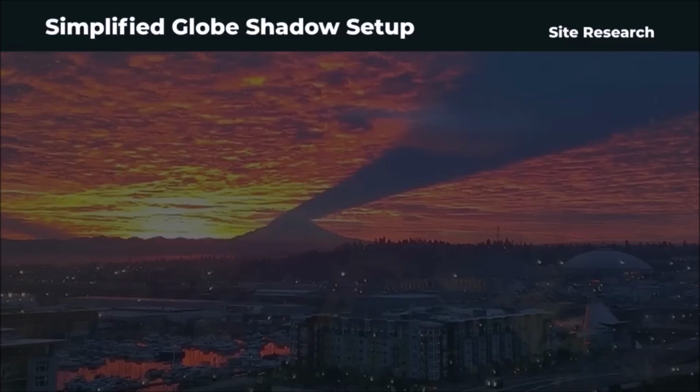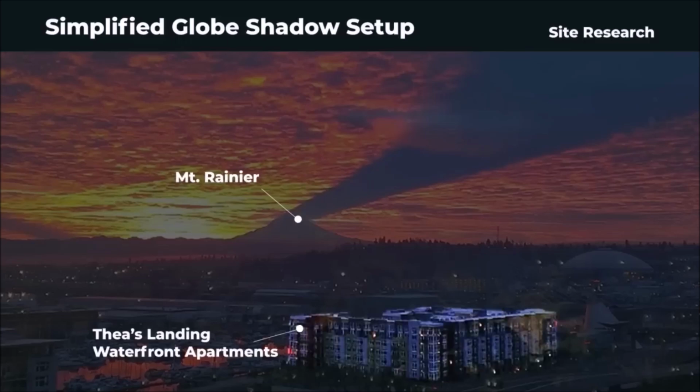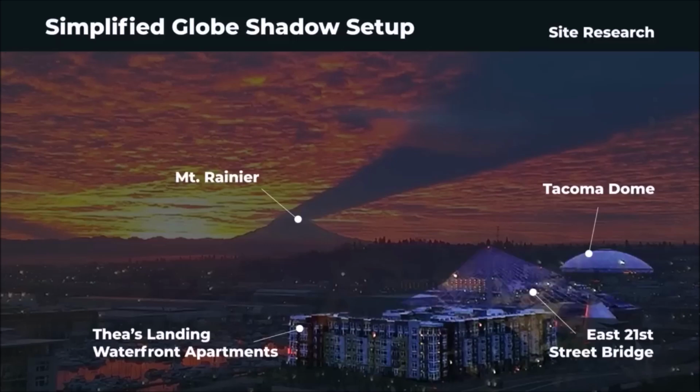Looking at the site, you can see Mount Rainier in the background. Another prominent feature was the building just in the foreground. It's next to this small body of water. It turns out that it is the Theus Landing Waterfront Apartments. Also, another noticeable feature was the Tacoma Dome in the middle ground just to the right. And just in front of that was the East 21st Street Bridge.